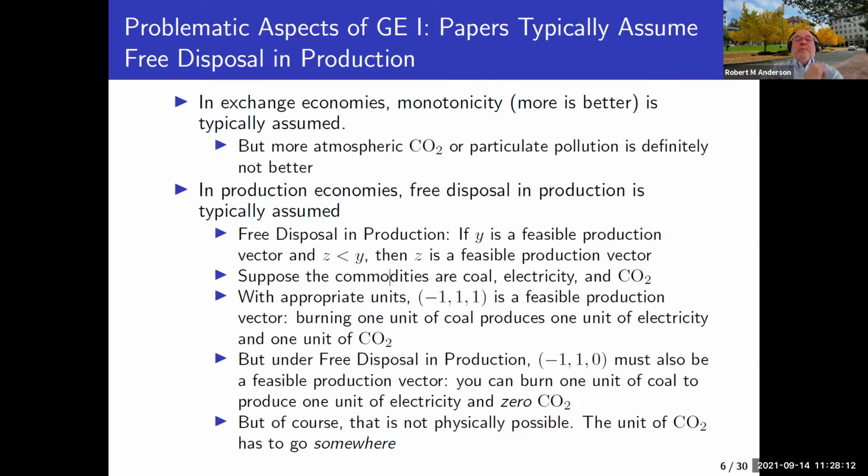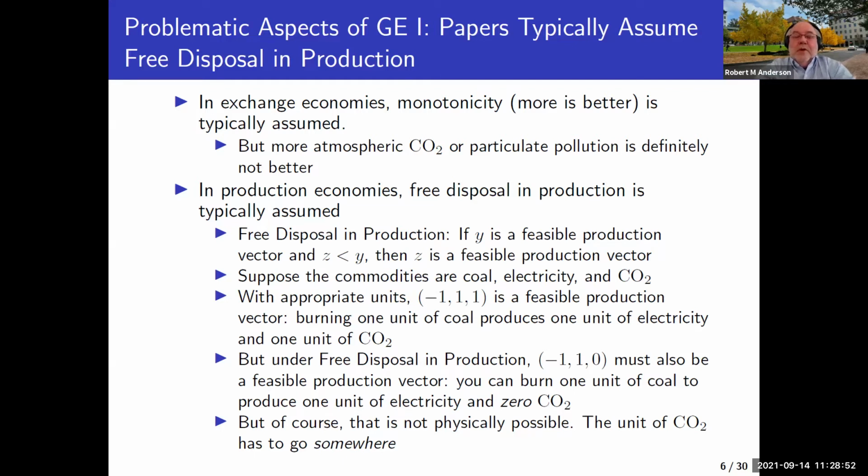So let's first of all start in the context of exchange economies. Here the production has already happened, and people are simply trading in order to divide up the goods that were produced. More is better is typically assumed, as I noted at the beginning, but more atmospheric CO2 or particulate pollution is definitely not better. So the monotonicity assumption is problematic. And in production economies, free disposal in production is typically assumed. So what does this mean?